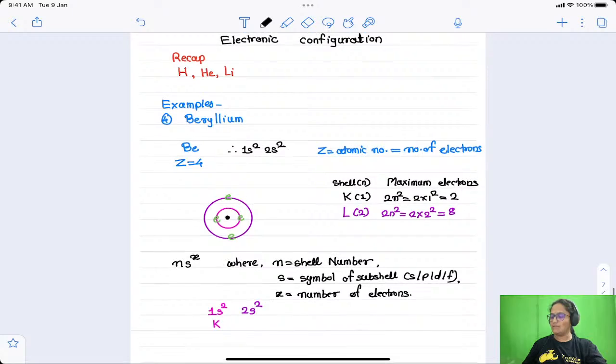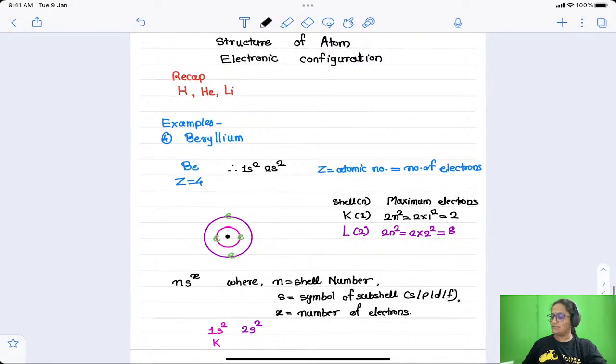Do you remember we saw the same thing for hydrogen, helium and lithium in the last class? Just take a screenshot of this page first of all.